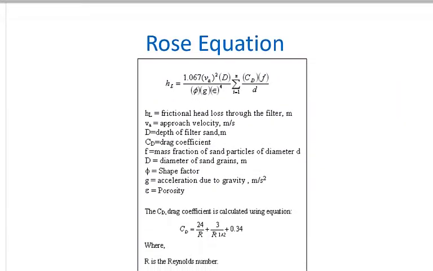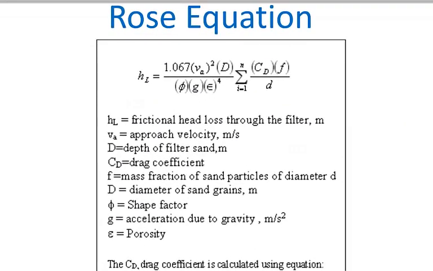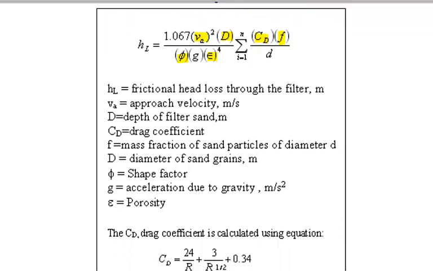The Rose equation is this form of the equation. This is in SI units, but the same could be used for English units as well, in units of feet. We have on here approach velocity, the depth of the filter, and then our shape factor, gravity, porosity, coefficient of drag, the mass fraction of the filter material, and our lowercase d, which is the geometric mean diameter of the particle sizes in that system.